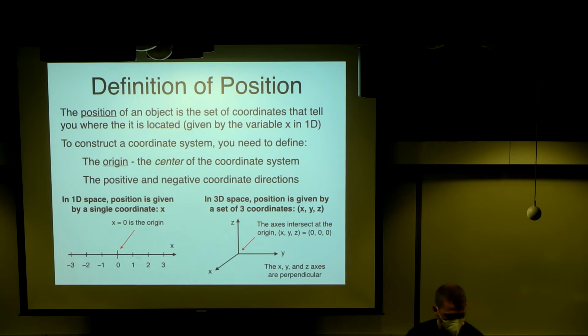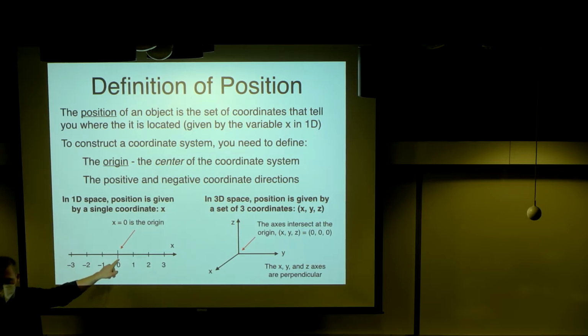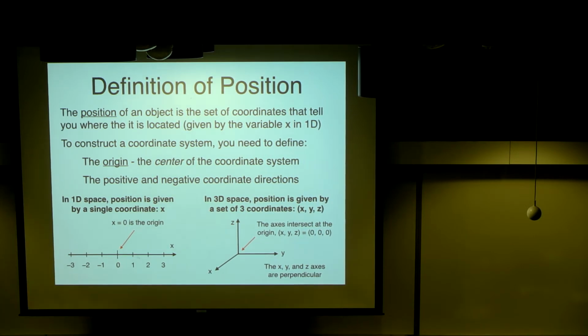Well, the position of an object is just the coordinates that I give you that tell you where that object is located. Now, right away, we're talking about coordinates. So how do we actually construct a coordinate system to keep track of where something is? Well, first of all, you need an origin. You need to know where 0 is located within your coordinate system. That's what we mean by the origin. And you need to tell me what is the positive direction, what is the negative direction. Once you've established that, we have a coordinate system. And then I can tell you where something is located in that coordinate system.